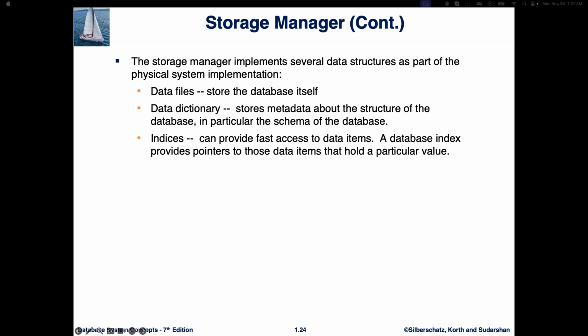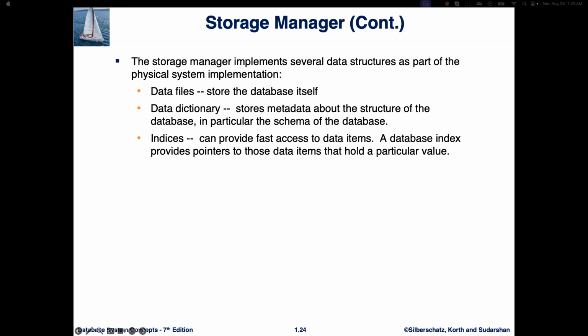Data dictionary. The data dictionary, also known as the system catalog, stores metadata about the database. Metadata is essentially data about data, which describes the structure and organization of the database. It contains information about the database schema, such as the definition of the tables, columns, data types, and relationships. The data dictionary is crucial for the database management system to understand how data is structured and to enforce integrity constraints.